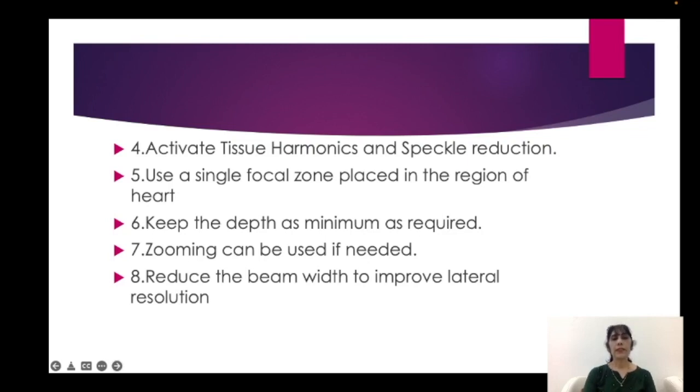Then it says use a single focal zone placed in the region of the heart. Now we all know the importance of the focal zone. The beam is best focused in the area of the focal zone. So obviously if you keep it in the region of the heart, it will give you a better view and you can see the heart more clearly. Most of the time, machines will keep it at a single focal zone, so you don't need to make those manipulations. Whenever you are going to do fetal echo, always use the fetal echo preset available in most machines. So whenever you are starting, just start with the fetal echo preset and most of the adjustments will be done.